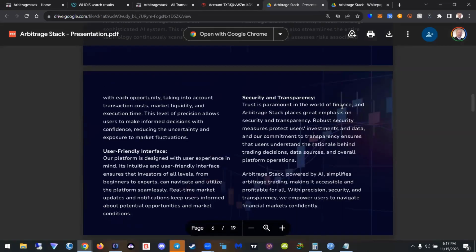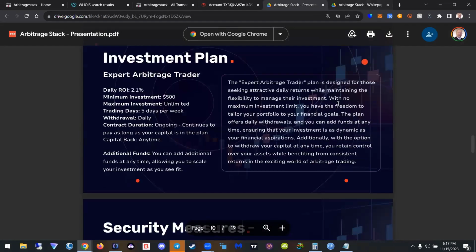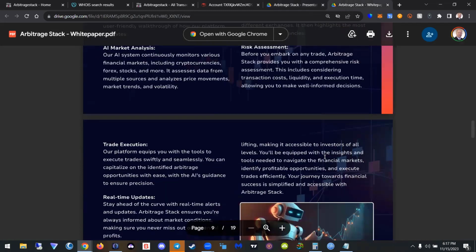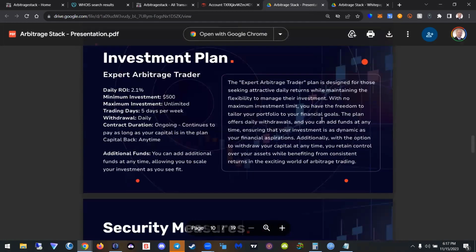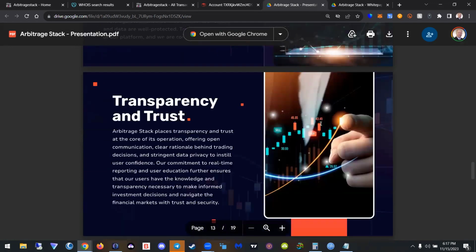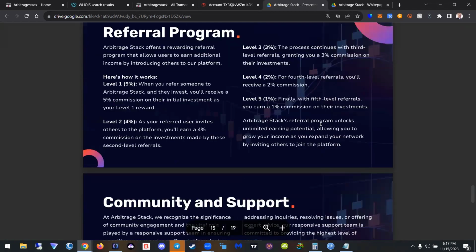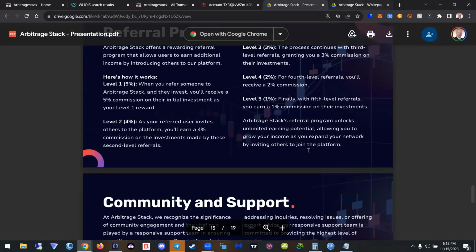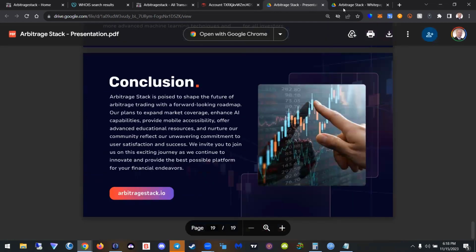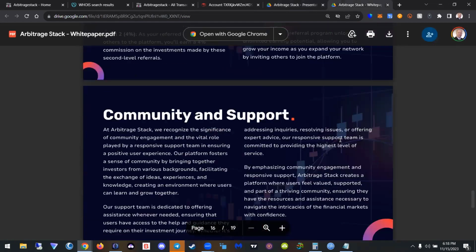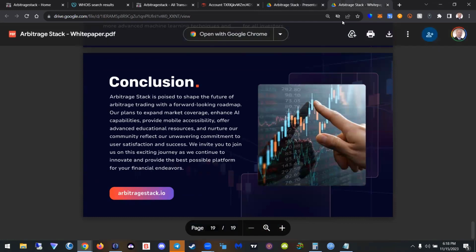Investment plan, security measures, transparency and trust, user experience, referral program. I mean, all the way down to the conclusion. This is exactly word for word the same exact thing.